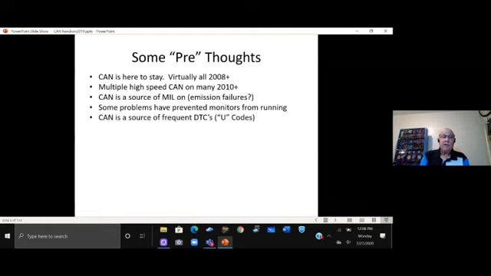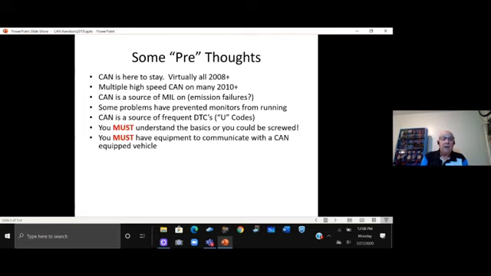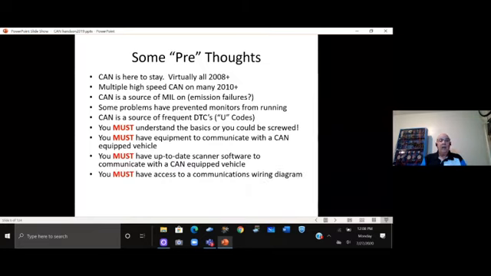Frequent DTCs, mostly used, but not necessarily. And then I got a couple of musts here. Okay. If you don't understand the basics of CAN, I know what's going to happen. You're not going to get up in front of a group of students and talk about it. So get yourself good with it. Play with it. The more you play with it, the better off you are.